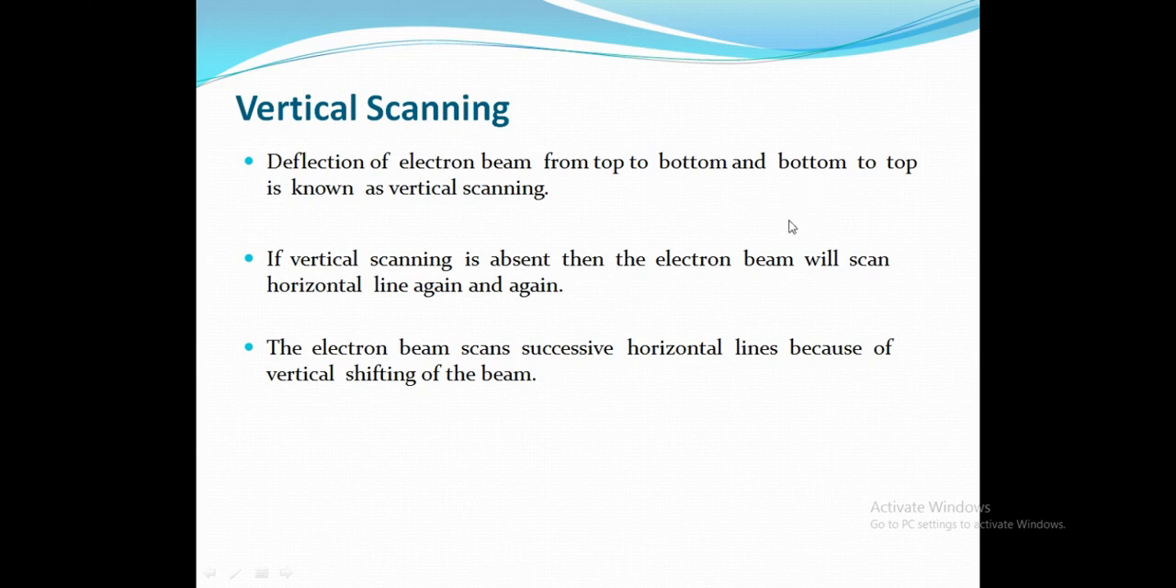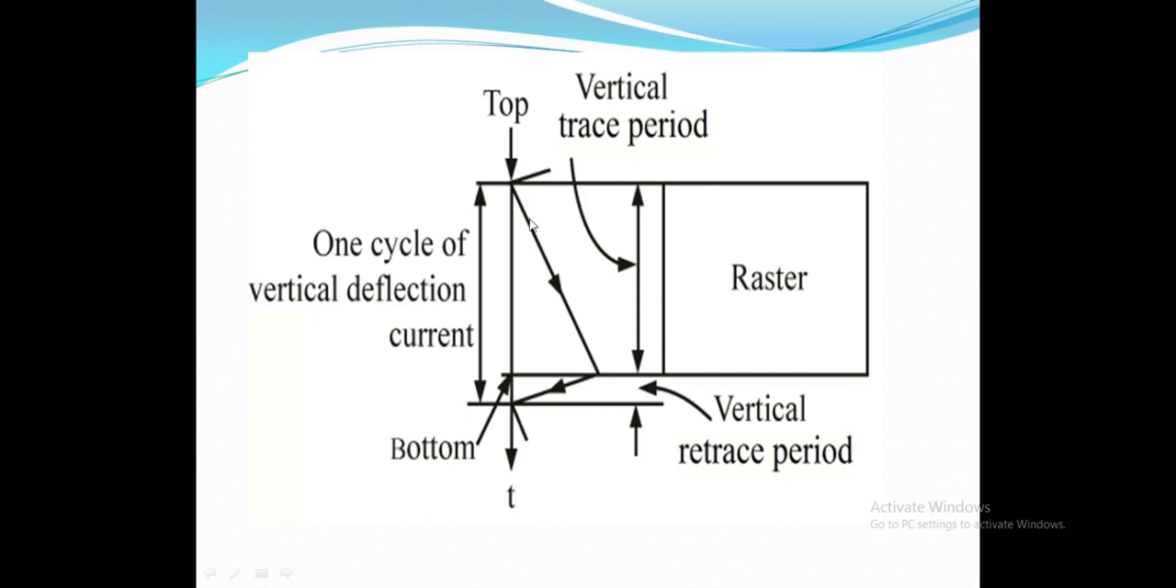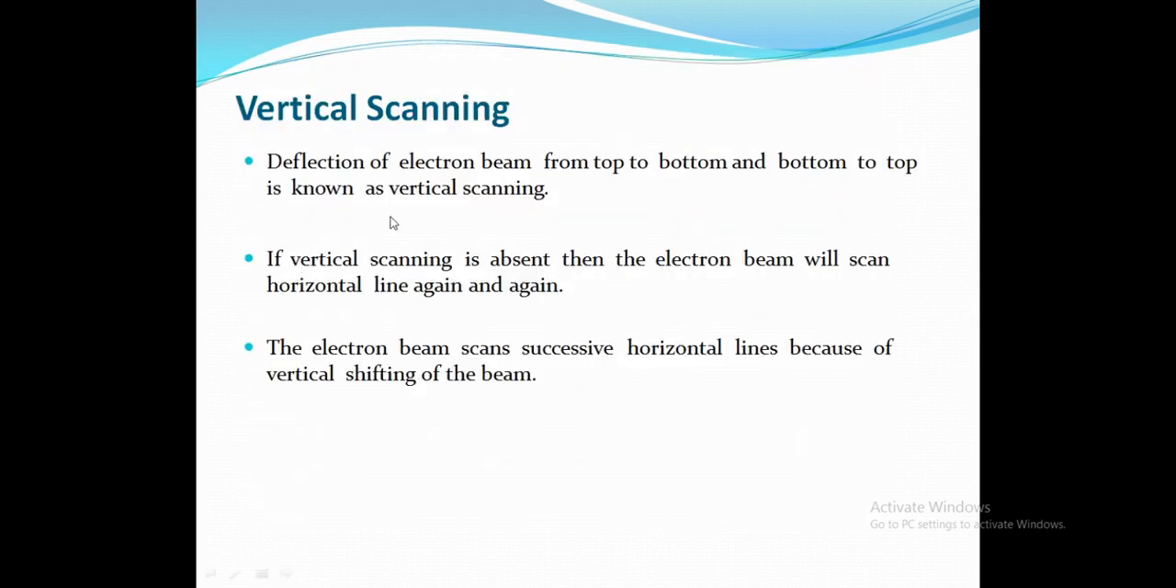Next one is vertical scanning. Vertical scanning is nothing but a deflection of the electron beam from top to bottom and bottom to top. If vertical scanning is absent, then the electron beam will scan the same horizontal line again and again. The electron beam scans successive horizontal lines because of the vertical shifting of the beam.